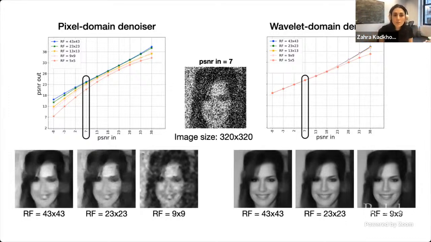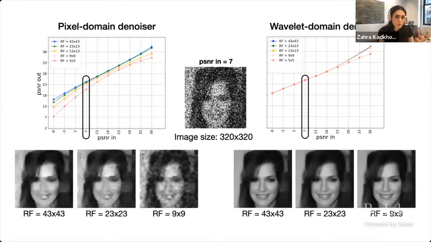So on the left, we see these restricted receptive field denoisers in the pixel domain, which are operating on the noisy image. And as you can see, none of them have good results. And particularly the output gets worse as the receptive field size decreases. But on the right, we have the multi-scale local denoiser, where the performance is basically independent of the receptive field size down to 9x9 receptive field size. So again, we show that the Markov assumption holds in the wavelet domain.